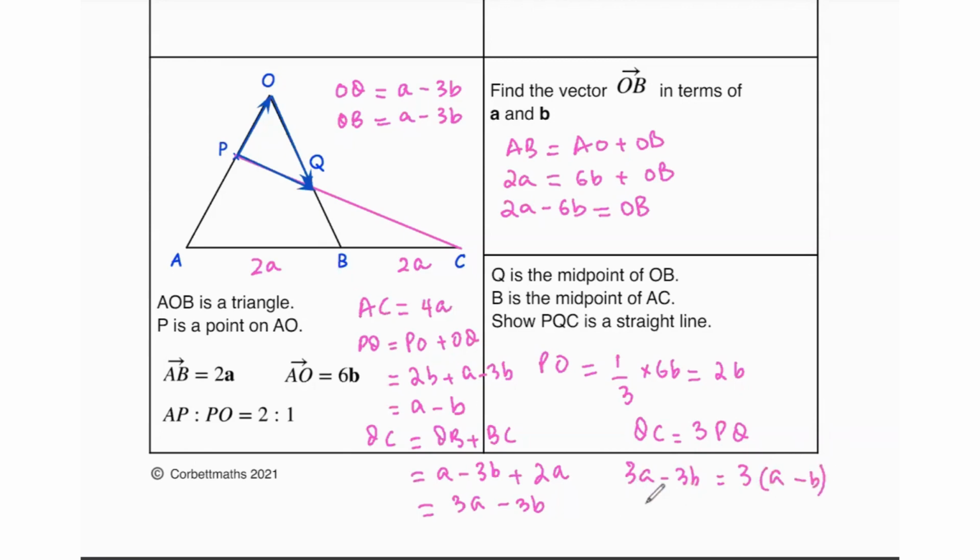So as we can see, QC is thrice of PQ. That shows that PQC is a straight line because basically the common vector is the same, which is A minus B. But since QC length is bigger than PQ, that's 3 times of PQ. And that's your answer.